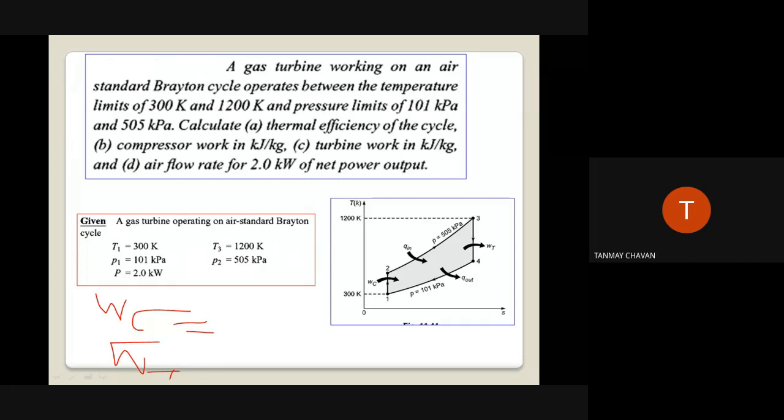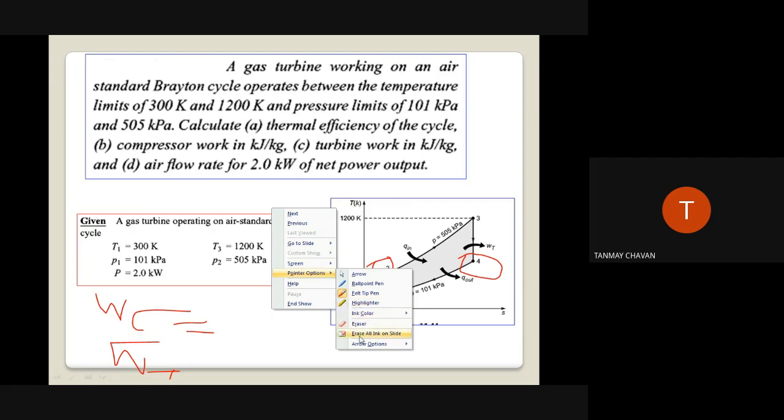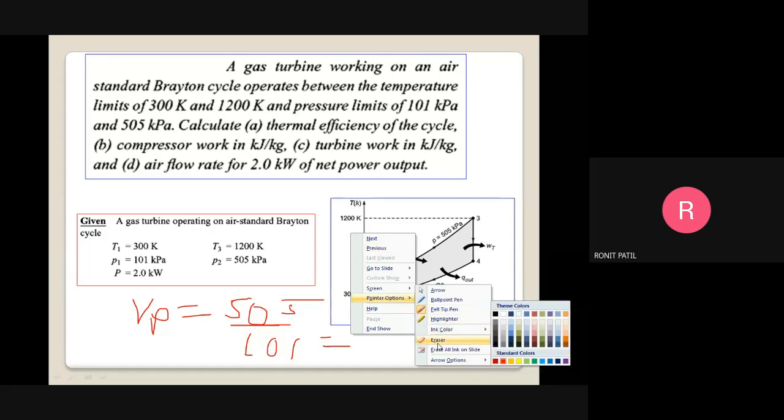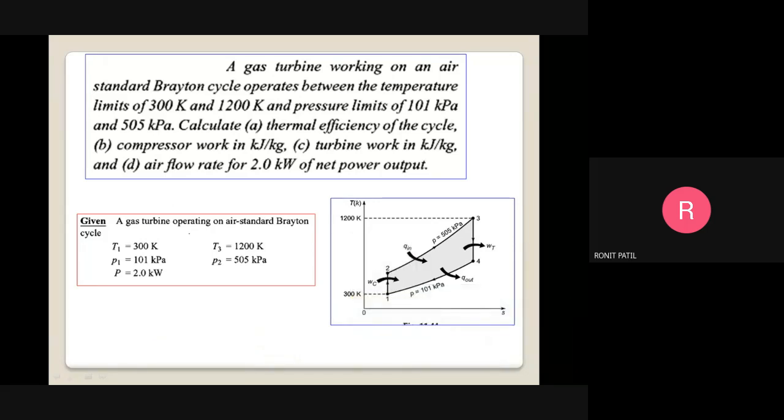To find out WC, we require T2. To find out WT, we require T4. So first find out T2 and T4. Write down Rp is equal to 505 divided by 101. Find out Rp. So Rp is 5. Okay, write down Rp is equal to 5.